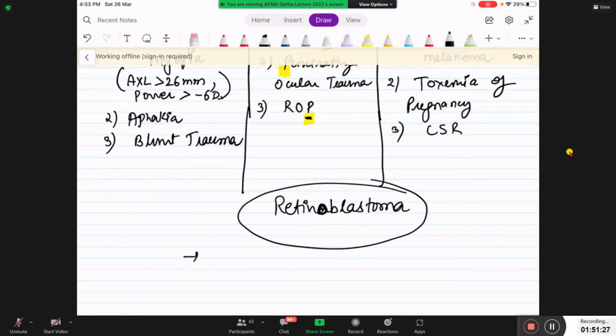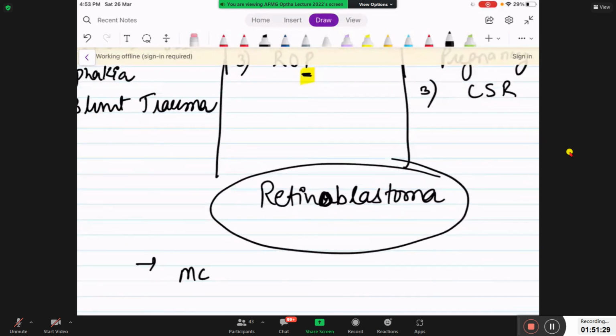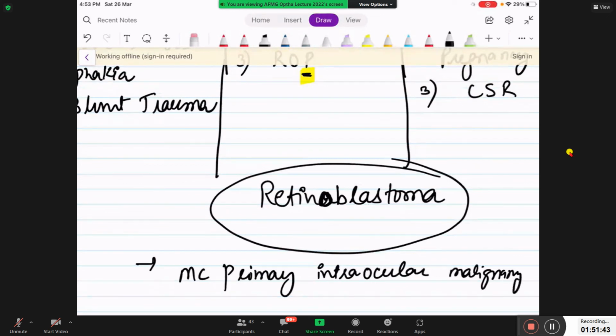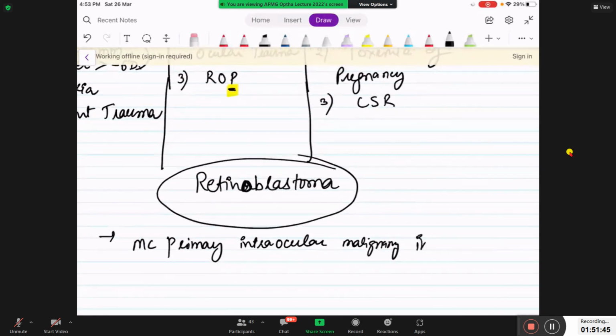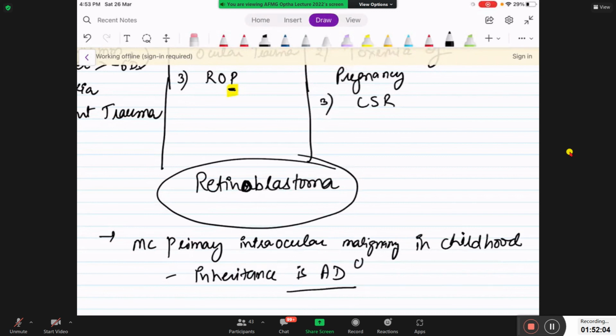Write down in retinoblastoma. This is the most common primary intraocular malignancy in childhood. Inheritance is autosomal dominant. Important question.